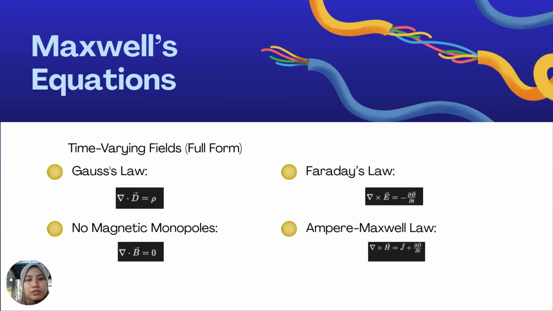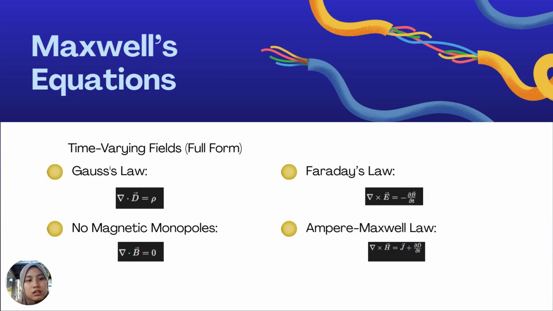Now we move on to Maxwell equations. First, Gauss law is the divergence of E equals to charge density over permittivity. Field lines start on positive charge and end on negative one. Then, for the no-magnetic monopoles, this means magnetic field lines are always continuous loops. No single north or south magnetic pole has ever been observed.